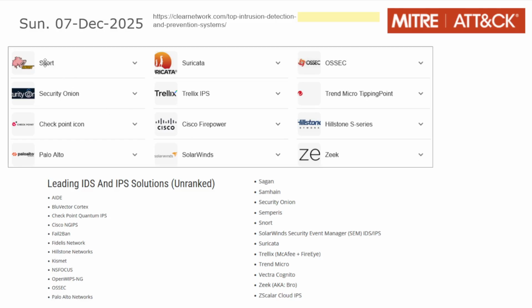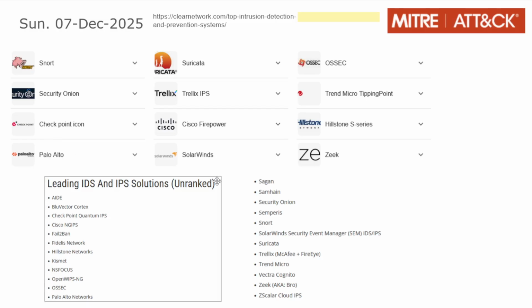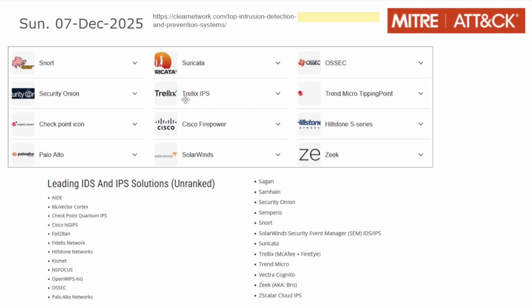Snort, I heard. Checkpoint, Palo Alto, yes. Trellix IPS is very well known. Trend Micro is well known. I have never heard of Suricata. SolarWinds had a security incident some years ago. Security Onion, never heard of, even though this word onion is well known.